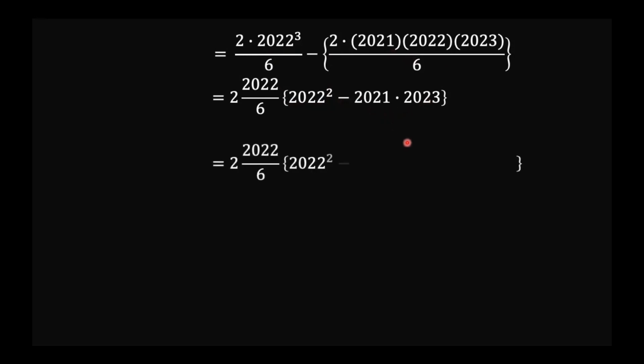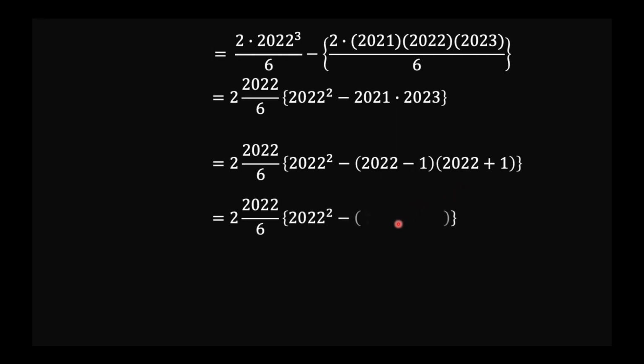2021 is the same as 2022 minus 1, and 2023 is the same as 2022 plus 1. So we have a product of the difference and the sum here, which is the same as 2022 squared minus 1 squared. So in the bigger bracket we can cancel 2022 squared, and we are left with 1 in the bracket. Essentially our answer is 2022, and since 2 cancels with 6 to leave 3 in the denominator, we have 2022 divided by 3.